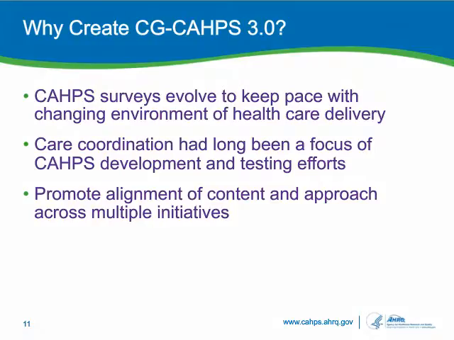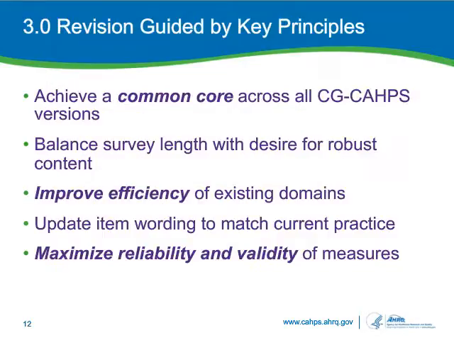With any work that we do in CAHPS, and survey development in particular, we're guided by principles. In this update of the survey, our aims were to achieve a common core across all CG-CAHPS versions to promote standardization and comparison, to balance survey length with a desire for robust content, again capturing aspects of care important to patients in defining their experience, to improve the efficiency of existing domains, update item wording to match current practice, that is how care is delivered, and to maximize the reliability and the validity of the measures in order to promote continued use of CG-CAHPS.